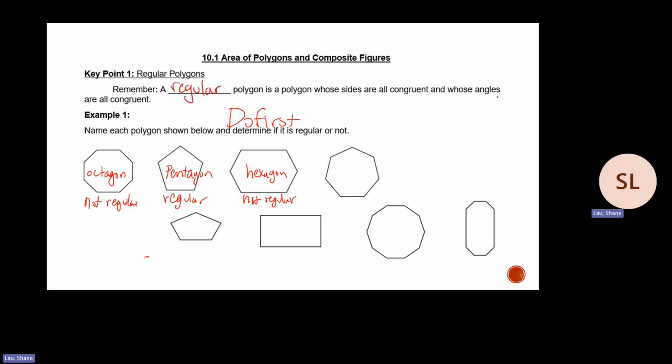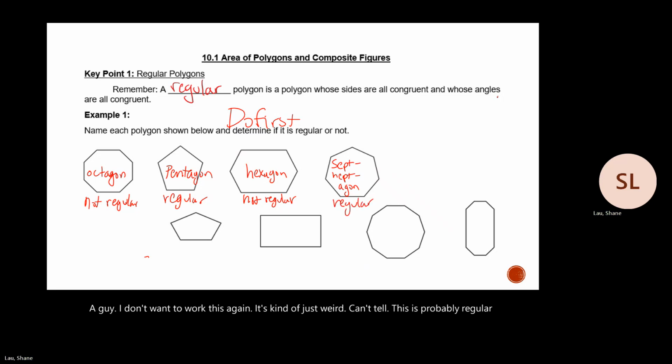Next one, we have a 7-sided figure, which is either going to be a sept or a hept. Okay, either one would work. This, again, is kind of just weird. Can't really tell. This is probably regular. Okay. Next one, we've already discussed what a pentagon is, so we already know what this is. But this is definitely not regular.